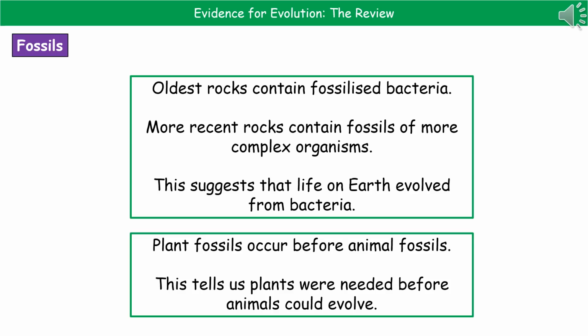If we actually go far enough back, then the oldest rocks that we find will contain fossilized bacteria, whereas if we look at more recent rocks, then we've got the fossils of more complex organisms. So from those two bits of information, we can put together the idea that all life on Earth evolved from bacteria, because those are the fossils we find in the oldest rocks, which then become more complex as time goes on and we get towards the more recent fossils. We also have the evidence from our fossil record that plant fossils occurred before animal fossils, so this tells us that plants were needed before the animals could evolve.